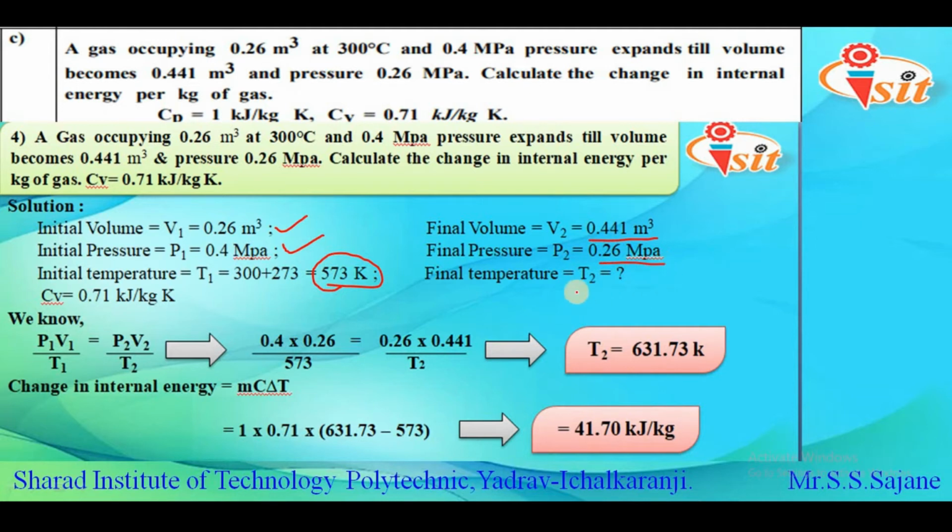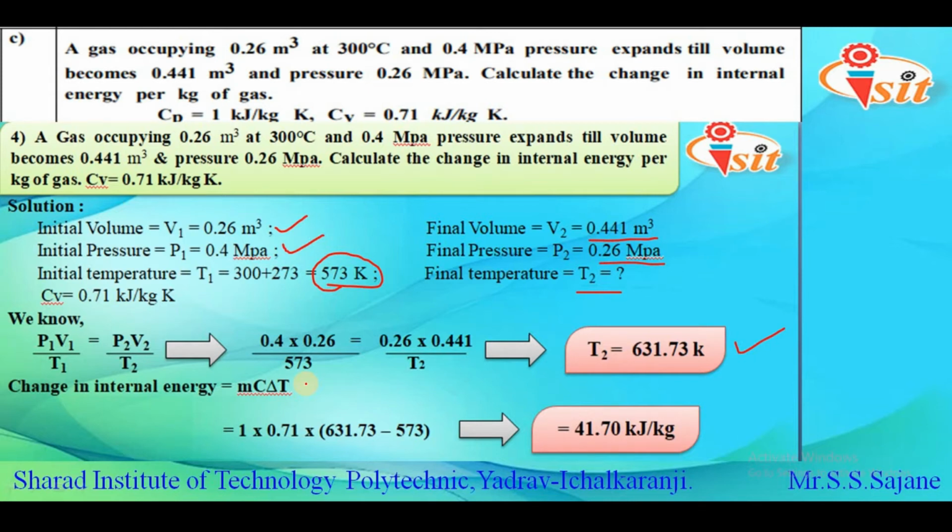So we have to calculate the final temperature T2, so that we can calculate the change in internal energy per kg of mass. So for calculating T2 we can use the formula, that is equation of state. So from this equation, that is P1 V1 by T1 equal to P2 V2 by T2, we can calculate the final temperature, that is T2. So after calculation you will be getting this value equal to 631.73 Kelvin.